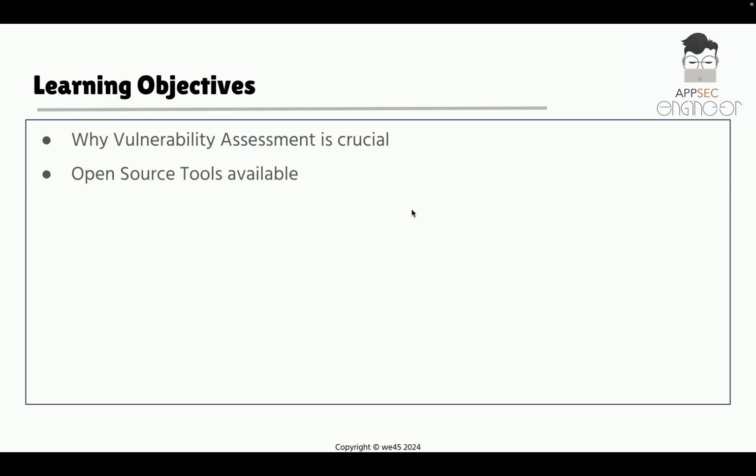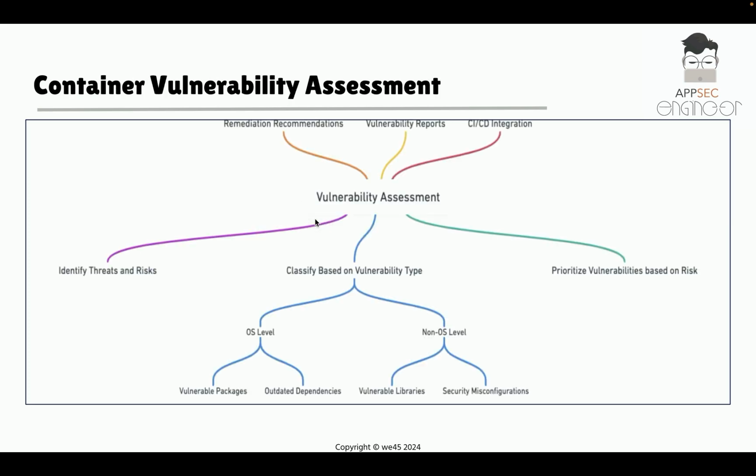So here are some of the key advantages of vulnerability assessments. The first thing is they're going to help you identify the threats and the risk associated with those threats as well. And then it is also going to help classify the vulnerability type based on the threats and the vulnerabilities that occur. So it is also eventually going to help fix all of these issues as well.